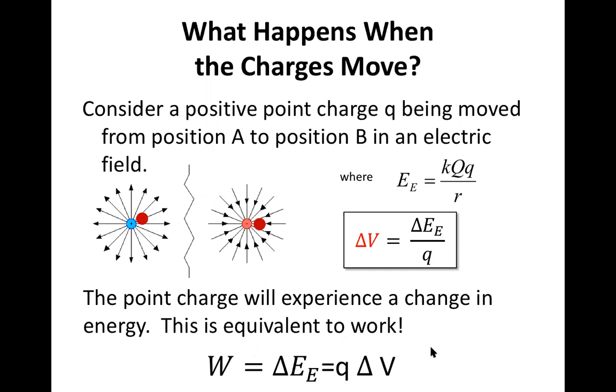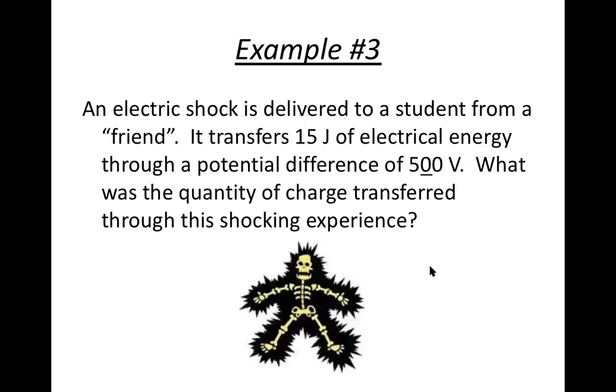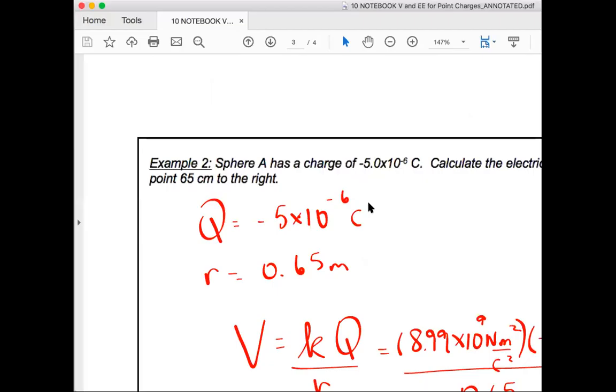So let's do an example. Remember that when we defined electric potential difference, we said it is the amount of work required per unit charge to move a positive charge from one point to another in the presence of an electric field. So this is not an equation that is dependent on whether it's a uniform electric field or not. That's why we can apply it to the parallel plate problems, but we could also apply it to this point charge problem.